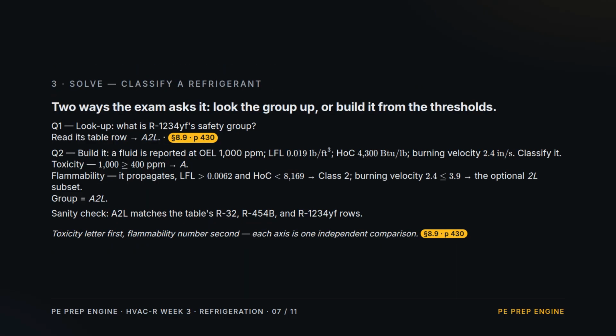Solve. Classify a refrigerant. 2 flavors. Look up R1234YF. Read its row. A2L, done. Or build it from criteria. A fluid at an OEL of 1,000, at least 400. So A. It propagates flame. Its flammability limit is above the threshold and its heat of combustion below it. So Class 2. And the burning velocity is under 3.9. So the optional 2L subset. Group A2L, which matches the A2L rows in the table.